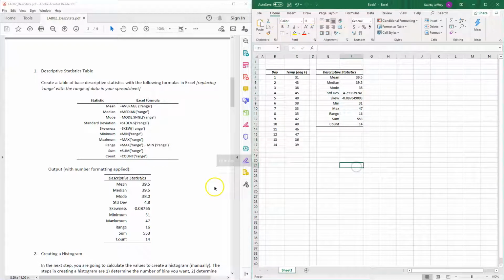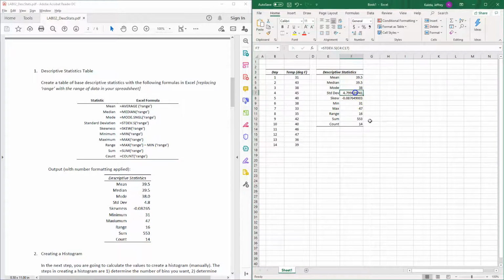So that is my table of descriptive statistics. My average temperature equals my mean, so we know this is a normal distribution. The mode is 38, which is really close to the mean and median. So that also gives me an idea of normal distribution.